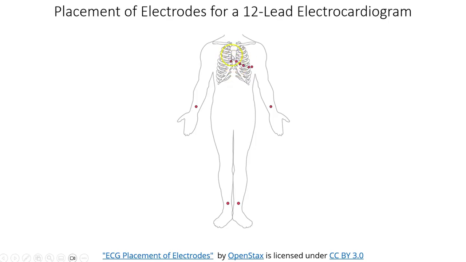So we're trying to detect that sinoatrial node signaling and then the atrioventricular node, as well as the spread of that signal through the rest of the heart, and then how long that signal takes to get out to the rest of the body.